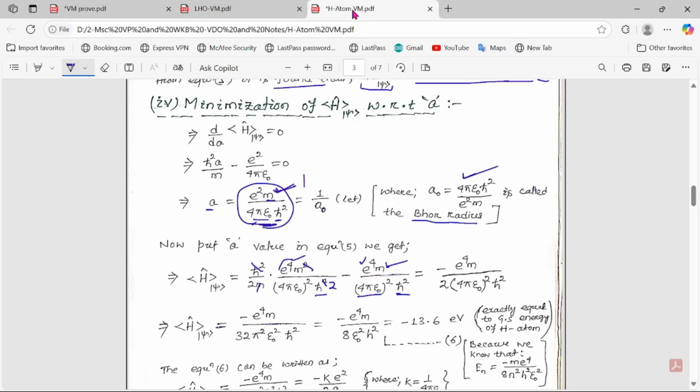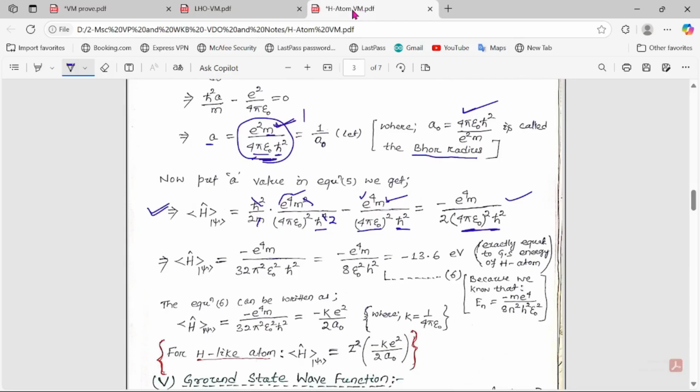So if we subtract this one from this value, we find minus e to the power 4 m by 2, since this is the full value so half remains, over (4 pi epsilon naught) square h cut square. That implies the minimum expectation value of the Hamiltonian will be e to the power 4 m written as such, over 2 into 16, which is 32 pi square epsilon naught square h cut square.